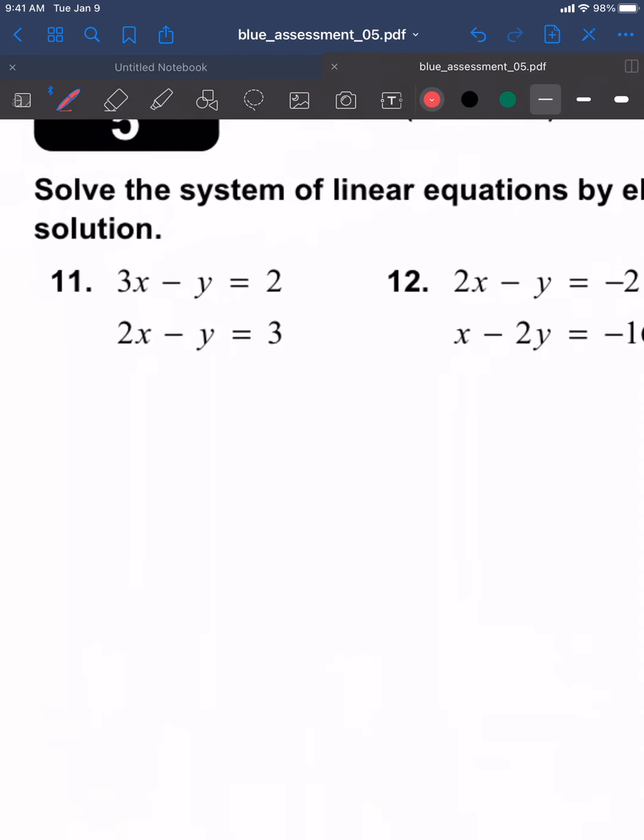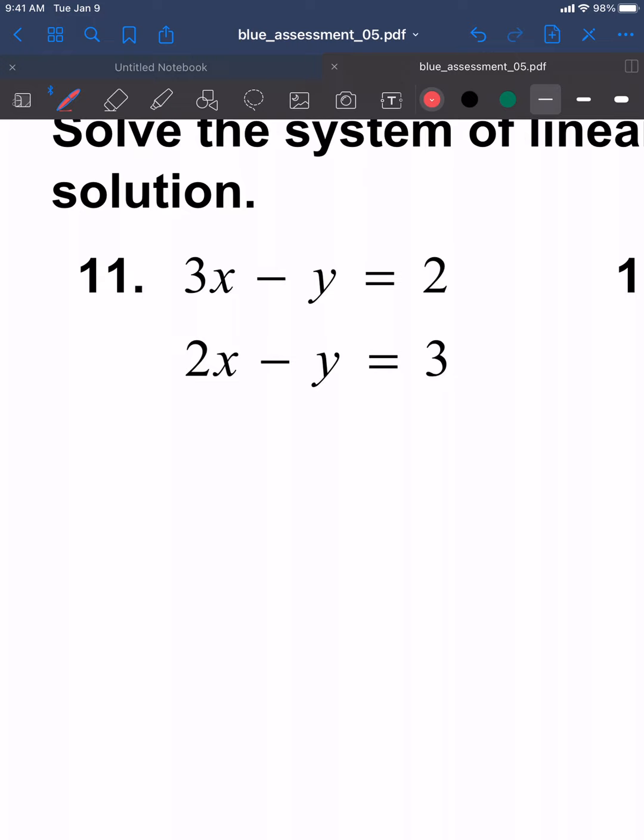Now, when you eliminate something, it means you are getting rid of it. We've learned there are two methods to getting rid of something. I can either add or I can subtract. But sometimes adding and subtracting will not work. Yeah, and that's when we have to use multiplication to help us out.